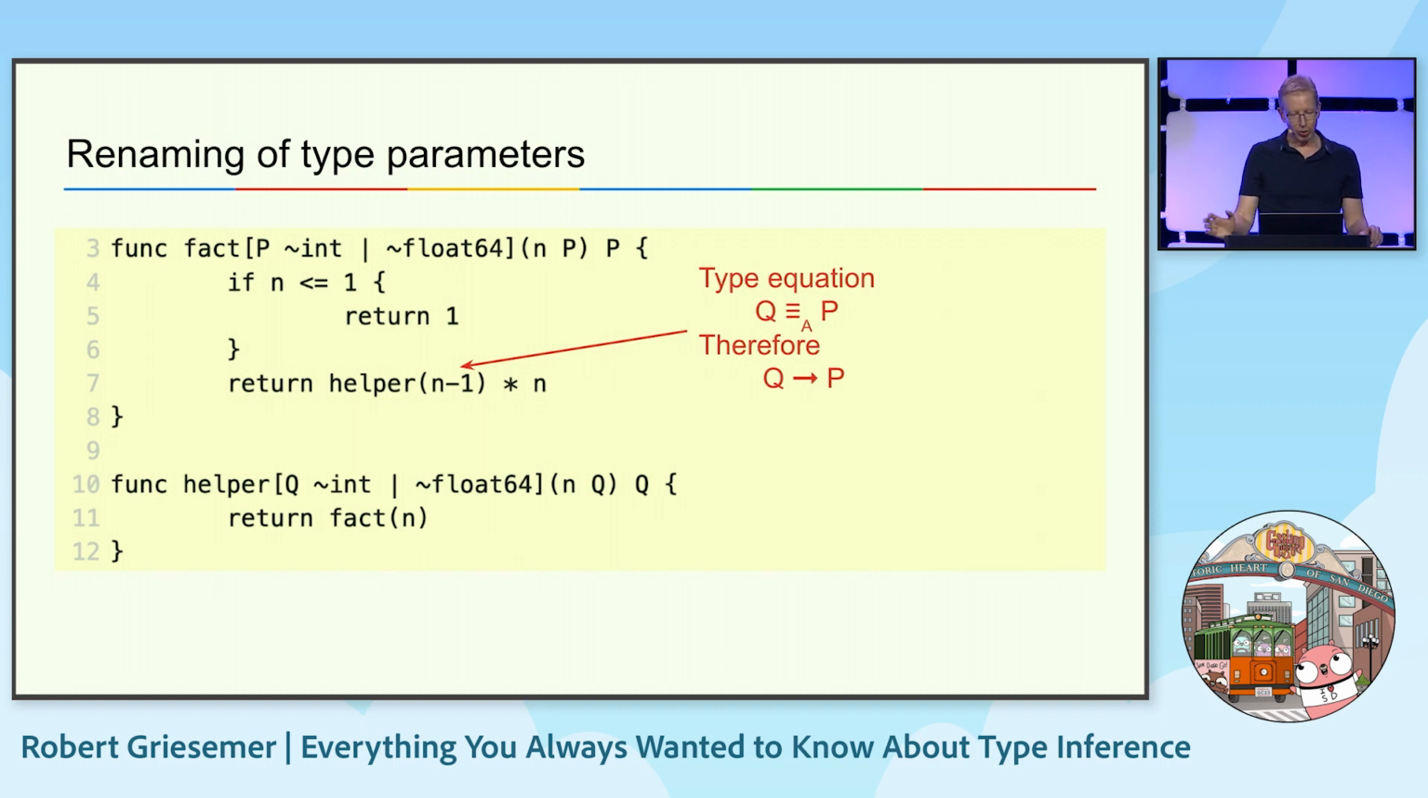And so now the equation looks different. Now we have P must be assignable to Q. And now we can infer that in fact Q must be P. And remember, this Q is the type parameter here of the helper function. So if we instantiate helper here with P, we in fact get the correct result.